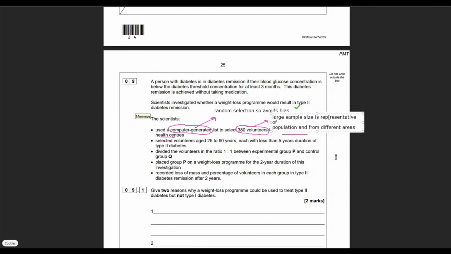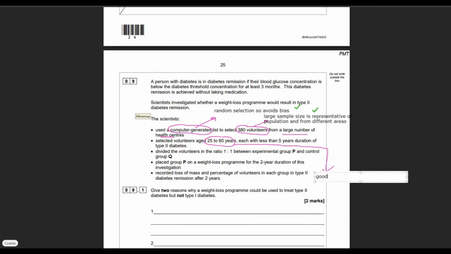So you need to put the explanation of how it helps. So a large sample size and random. Large sample size makes it representative of the population, and random avoids bias. The fact that it came from different health centers also makes it more representative because you're going to get people from different backgrounds, different economic, basically different regions, all over the country. Now, a really good age range, 25 to 60 years. That's a 35-year age range. You're going to get a nice representative spread of the adult population.